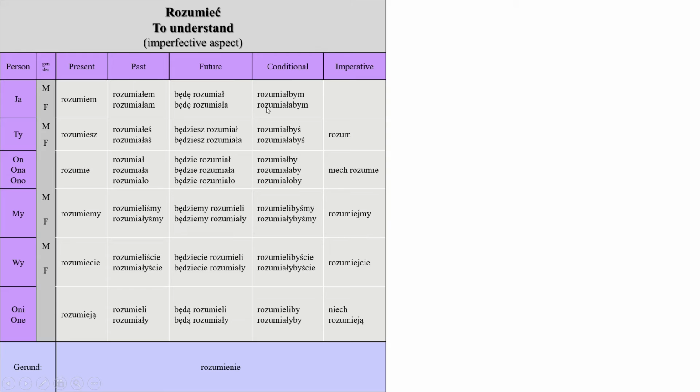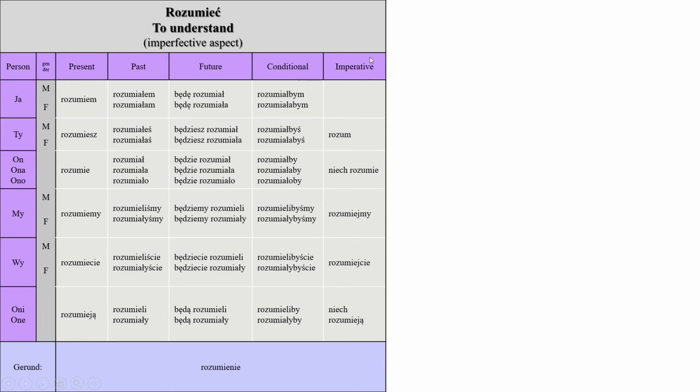The conditional is the same thing as the future. You use the third person and you add in front of it bym, byś, by. It means that I would understand, or you would understand, he would understand, she would understand, it would understand. I don't know. I've talked about the conditional in three videos. I'll just link them and you can watch them if you want.